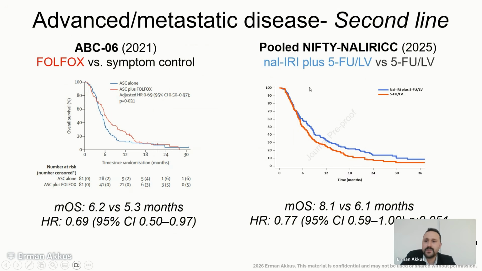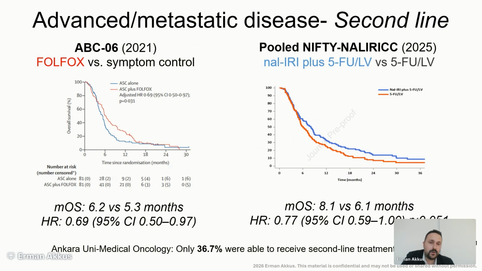And in the second-line treatment, the ABC trial investigated FOLFOX plus symptom control versus symptom control, and it showed a significant overall survival advantage of around 6 months. And recently we have seen the pooled results of the NIFTY and NALIRIFOX trials, with nal-IRI plus 5-FU in the second line, although the statistical significance was borderline, there was a numeric improvement. So both of these chemotherapy regimens are recommended for all comers in the second-line treatment.